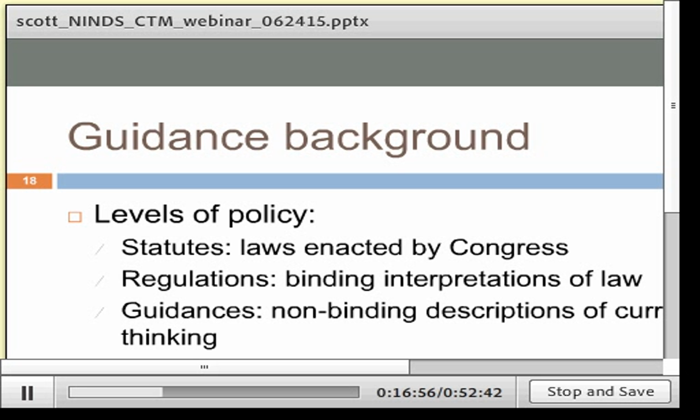FDA's actions are governed by sort of cascading levels of policy. At the top, I didn't put this in, but at the top is the Constitution. And then there are statutes that are enacted by Congress. And those are obviously binding laws subject to judicial interpretation. Then there's regulations, which are considered binding interpretations of law by the FDA. And then a level below that are guidance documents. Guidance documents are non-binding descriptions of FDA's current thinking about a topic.